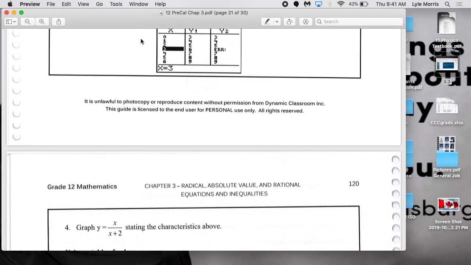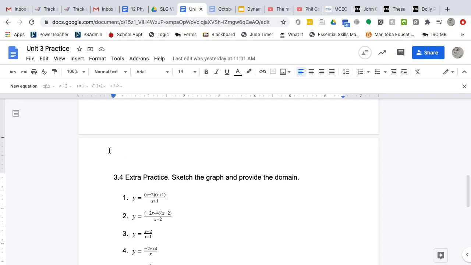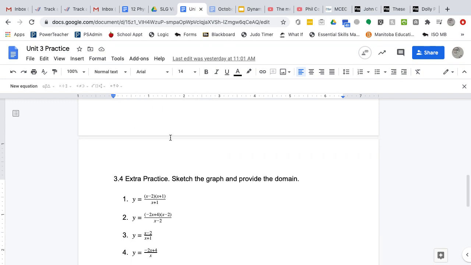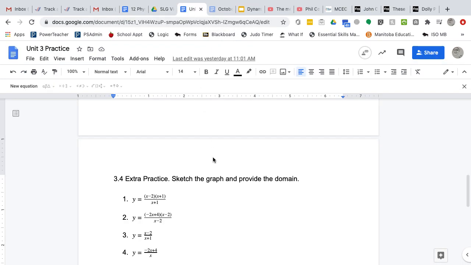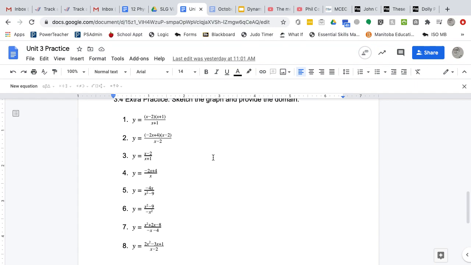I'm just going to have a quick look and see if I did put extra questions on here. 3.4, is that what this unit is right now? Then yeah, there are some extra questions. If you want, we don't have to do them, you don't have to. Sometimes there's a little less in the assignments.